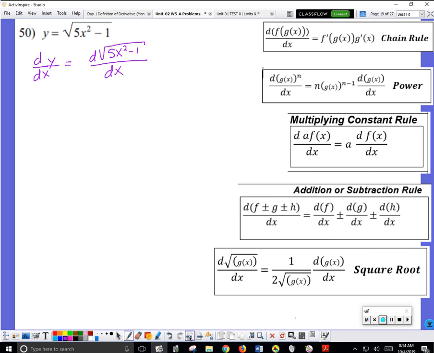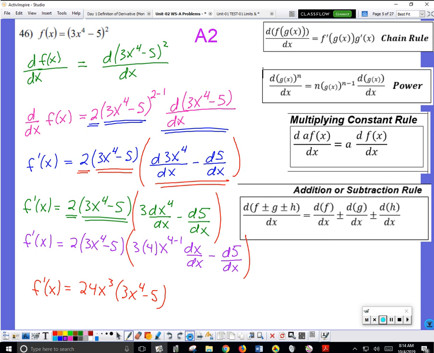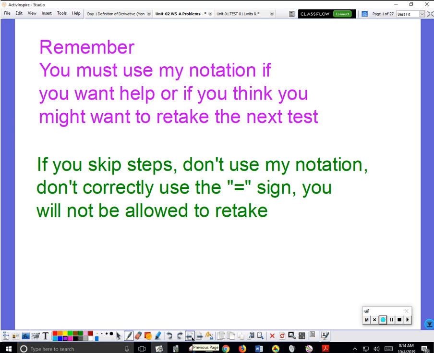I did remind you about this last time, I believe. Did I tell you about this? Okay. So make sure you're using the right notation.